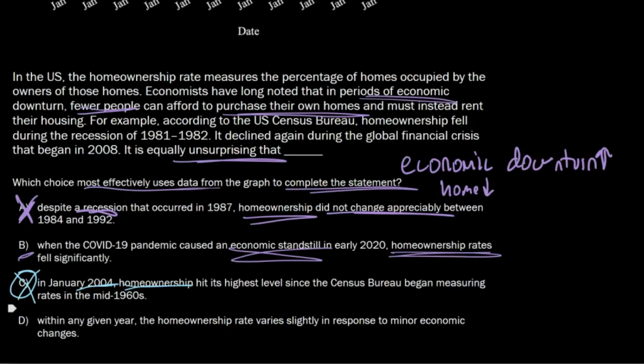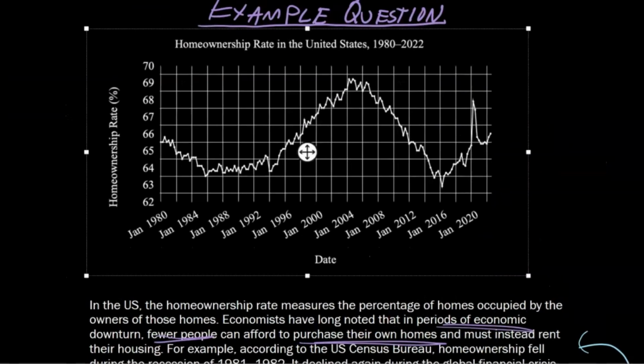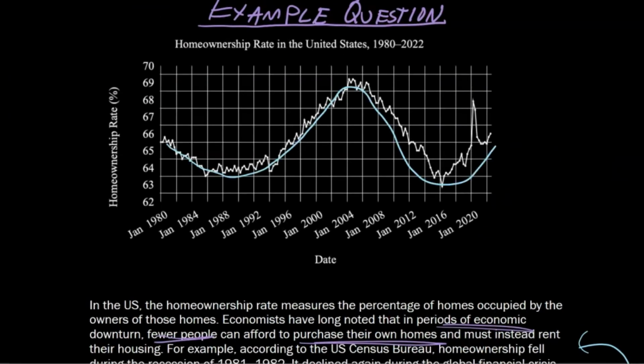All right. Now, D, within any given year, the homeownership rate varies slightly in response to minor economic changes. Again, doesn't really relate. That just makes sense, but it doesn't fit in with this cycle here. What they're trying to show you here is that there's a cycle, that when there's downturn, people will not be able to afford their houses. And we see here in the graph that when there's downturn, people cannot afford their houses.